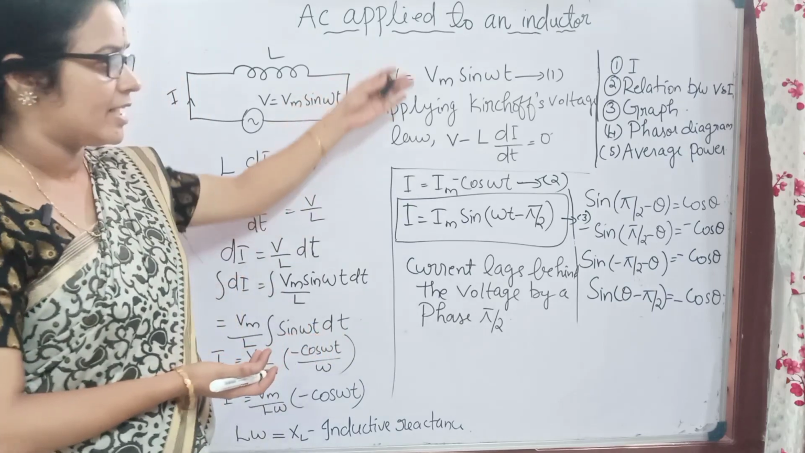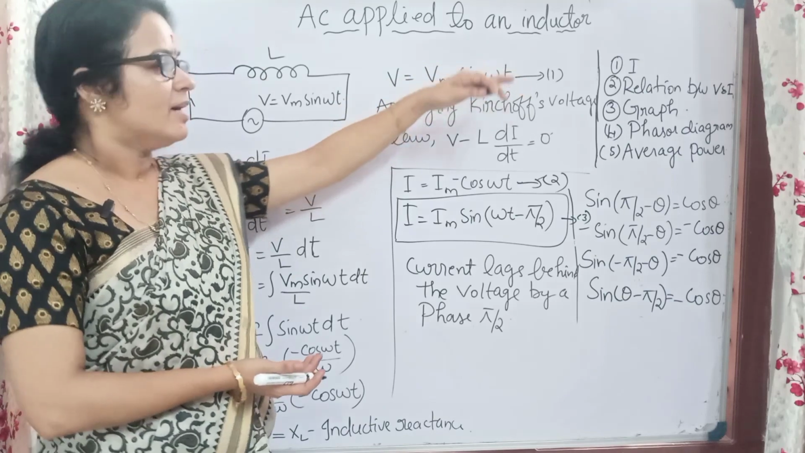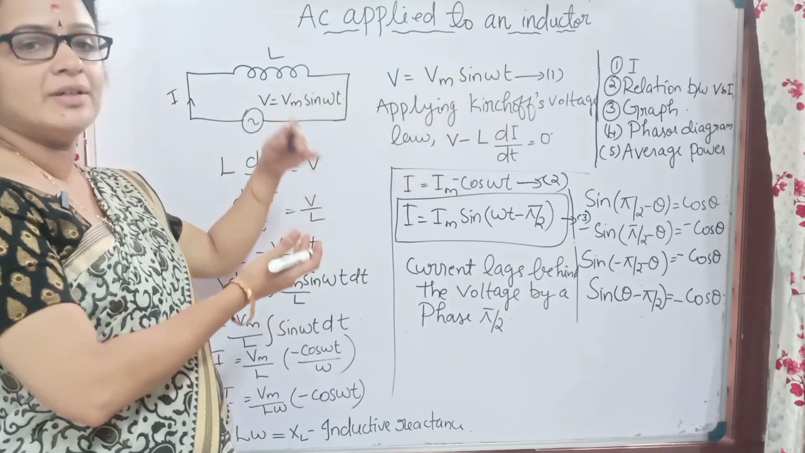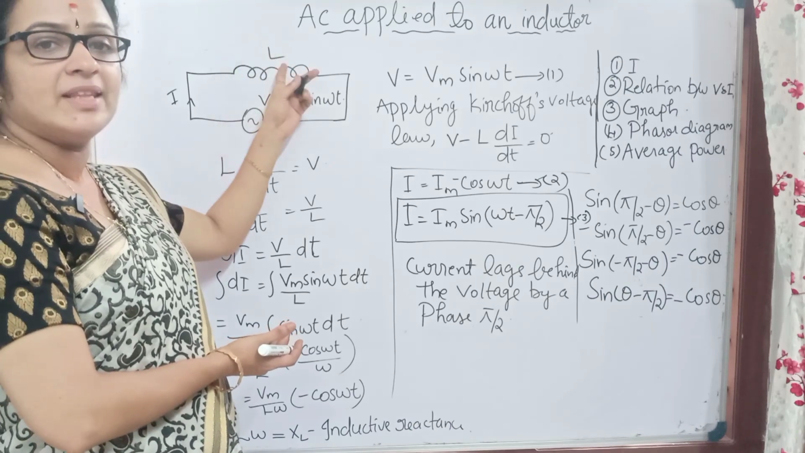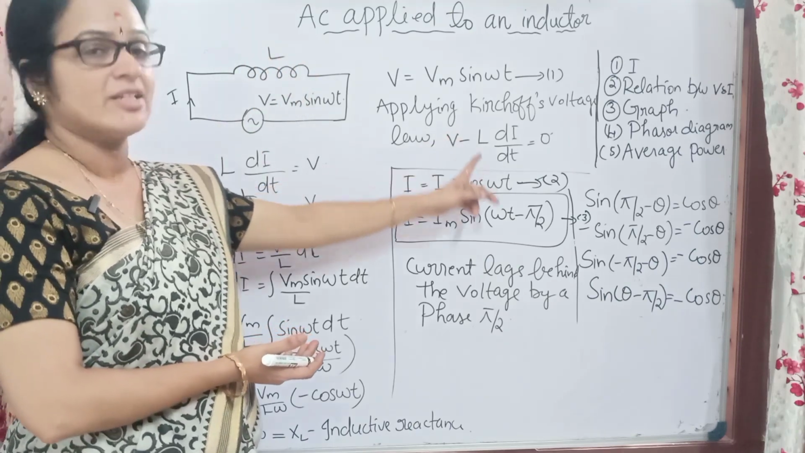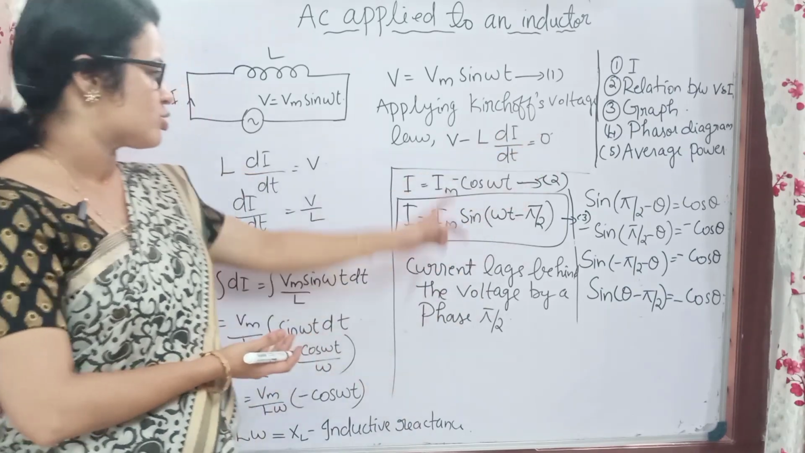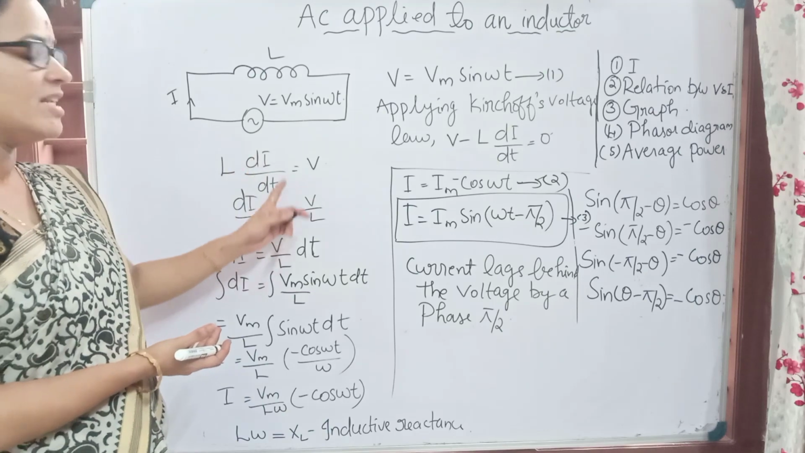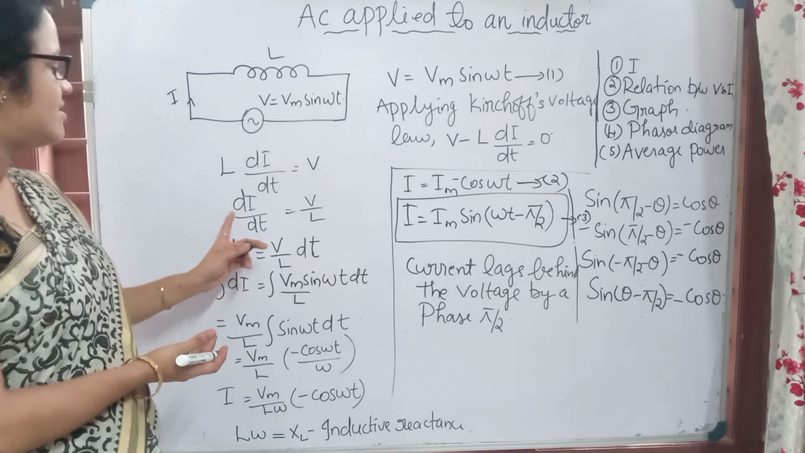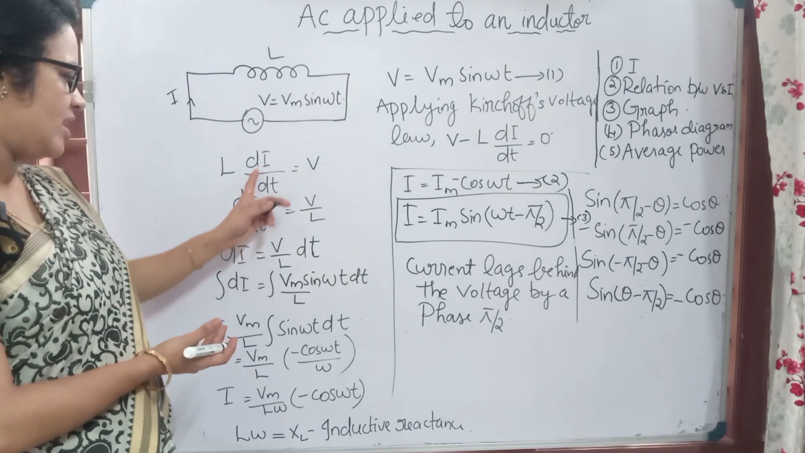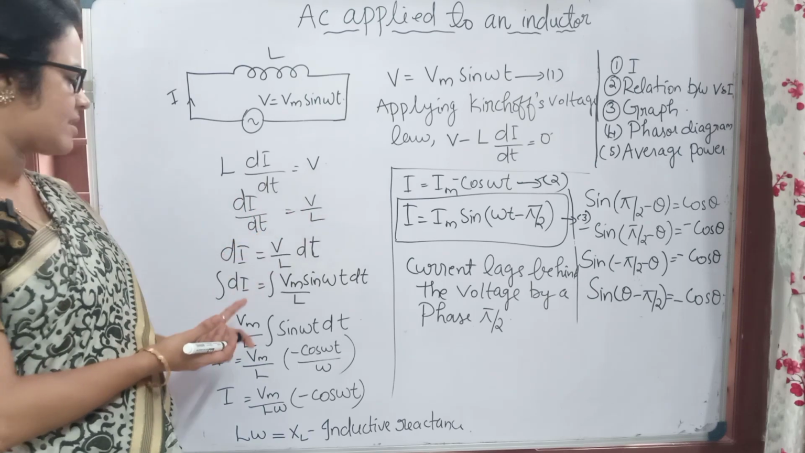So how we can find the current in the case of an inductor? Here we are considering V is equal to Vm sin omega t. Right. And here due to the applied voltage here, there will be an induced EMF in the inductor. So that can be found by using Kirchhoff's voltage law, that is V minus L into di by dt is equal to 0. So what we will get here, L into di by dt is equal to V. Here we have to find the value of current. For that we will rearrange this to get the value of di. So di will be equal to V by L into dt. Okay, we can just rearrange it.